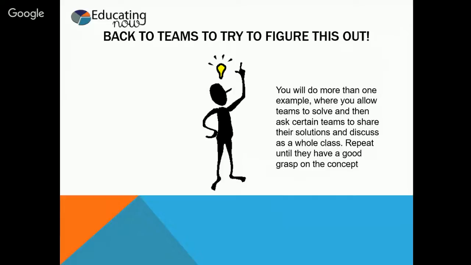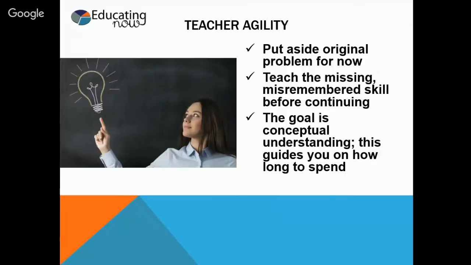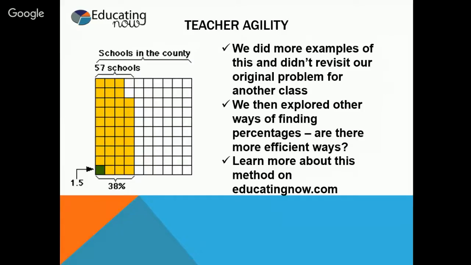Because this was fairly new to them and none of them had seen this model, I wasn't just going to leave it there. So this is what we call teacher agility. It's knowing when to put aside your original problem and focus on that missing or misremembered skill. So that's what I did. The goal was conceptual understanding. So I wanted to make sure they actually had that conceptual understanding, which is why I used the model.